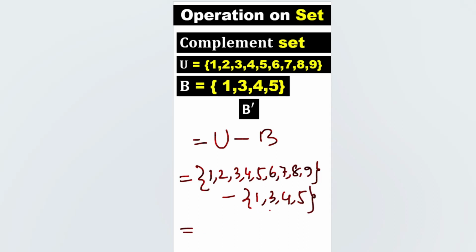So what will be common? 1 common, 3 common, 4 common and 5 common. So we can take these out. So what will be the balance? 2, 6, 7, 8 and 9.